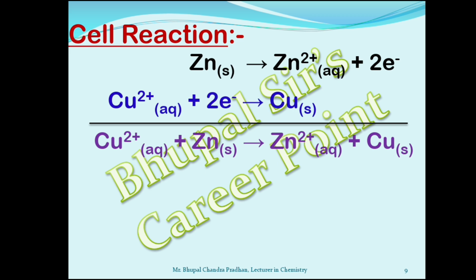Zinc rod dissolves as Zn2+ ion into the solution, and Cu2+ ion from the solution comes to the copper cathode, gains 2 electrons and reduces to copper solid. Thus the net cell reaction is Cu2+ aqueous plus zinc solid gives you Zn2+ aqueous plus copper solid.